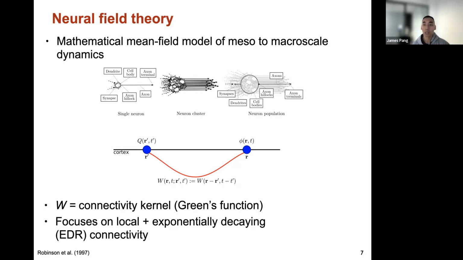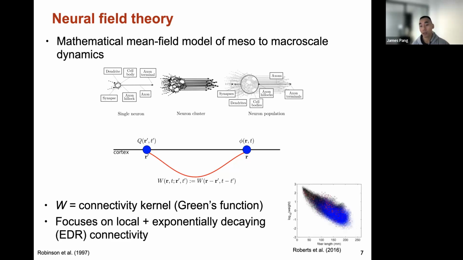And this agrees with empirical observations, even in human diffusion MRI, where if you plot the weight of connections between regions as a function of their fiber length, you would see this exponentially decaying kernel.